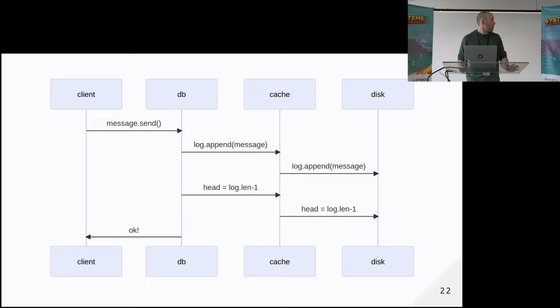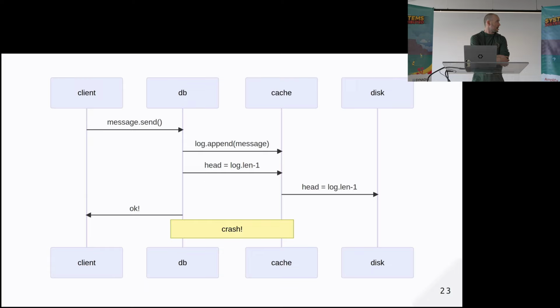But there's actually a bug here, because the cache doesn't have to write things to disk in the same order that you gave it to them. So here, the database says to the cache, I'd like you to append this message to the log. And the cache says, sure, I'll do it later. And then we update the head variable, and that actually makes its way to the disk. And then we crash. And so now what we have on disk is a head variable which points to a part of the log that doesn't exist yet. And so when we try and recover after this crash, we'll have a corrupted database. We won't be able to read it.